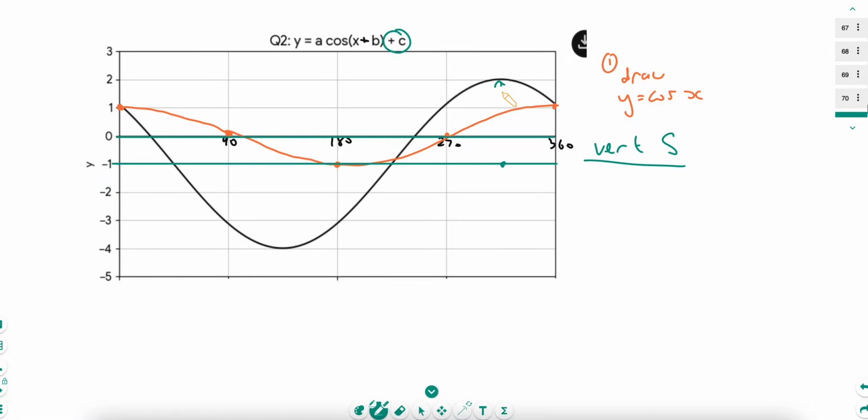And that's perfectly in the middle of both the lowest and highest points. So our original midline was here, our new midline's here, so we've gone down 1. So our C value is -1.